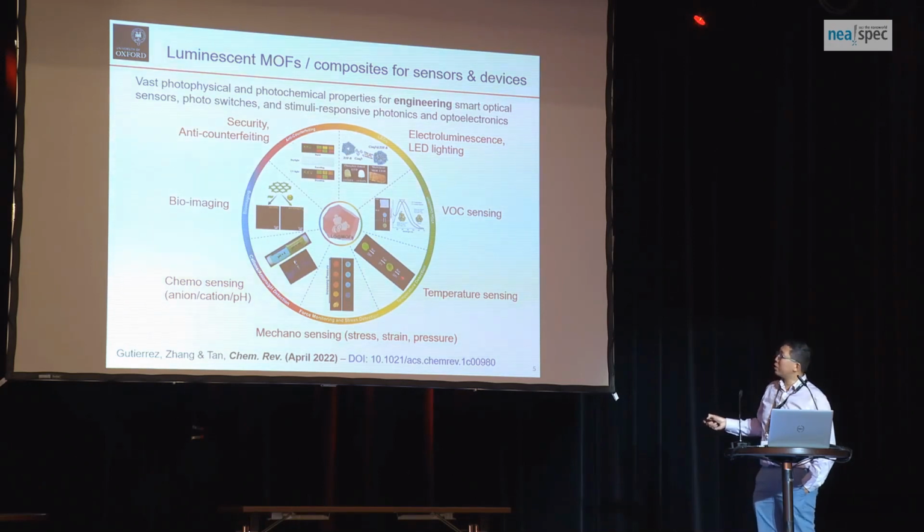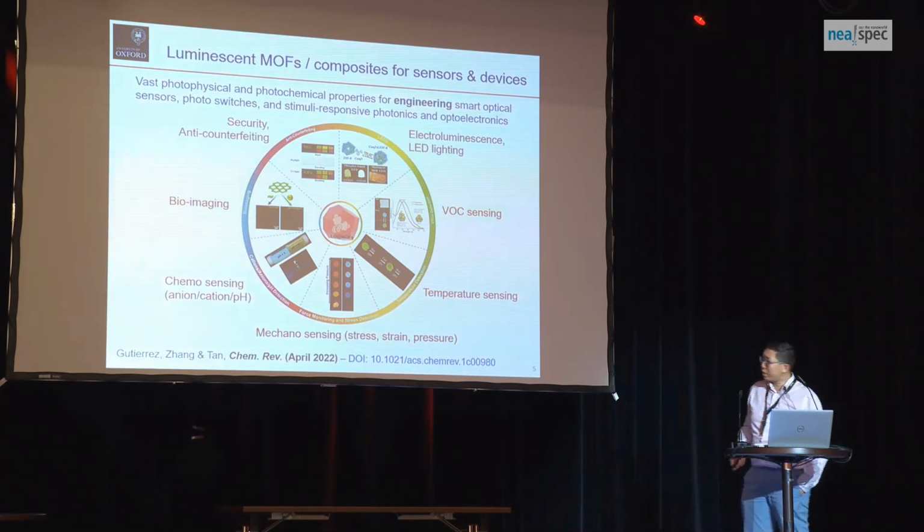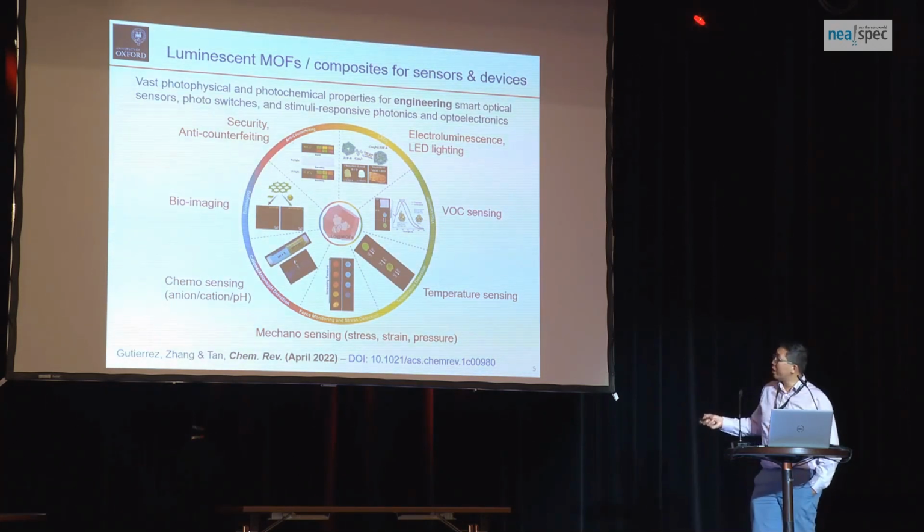Here, just to illustrate a few, you can think of applications where luminescence plays a role. So a VOC, volatile organic sensing. You can think of physical sensing, so in terms of temperature or stress and strain or pressure, you see changing colors of the emission as a function of pressure, so quite fascinating.